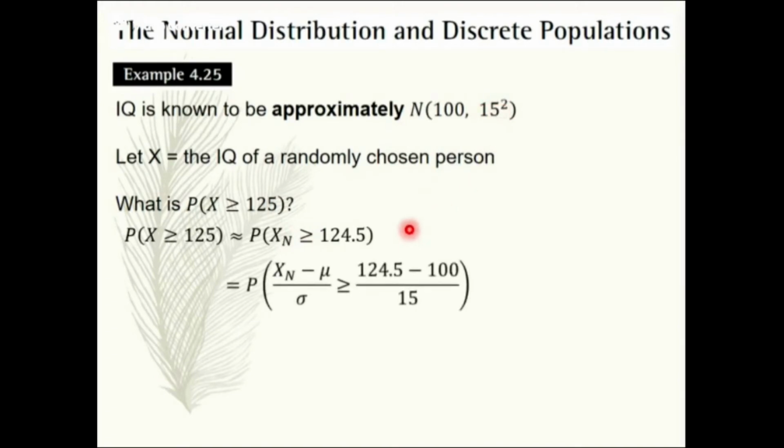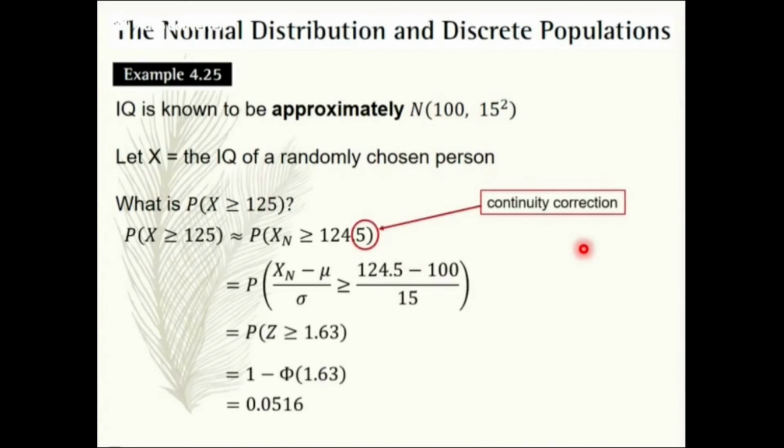So that means you'll have 124.5 minus the 100 divided by 15, which is there. And then if you complete this and use your tables, that will give you 0.0516. And just a reminder, just to emphasize it, that 0.5 that we subtracted is your continuity correction. So just remember that term if it does come up, because it will often come up a lot. Okay. So that is how you do that example.